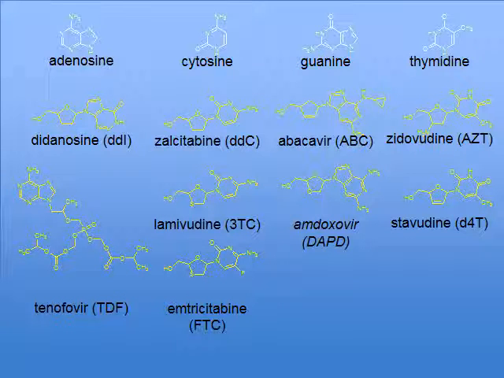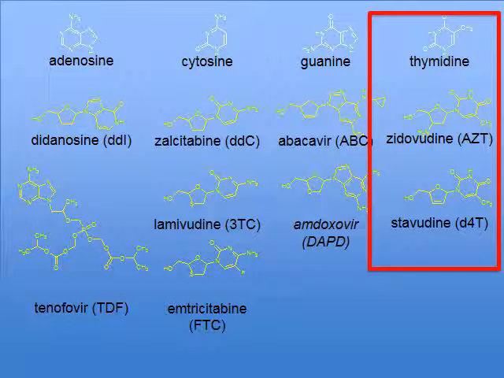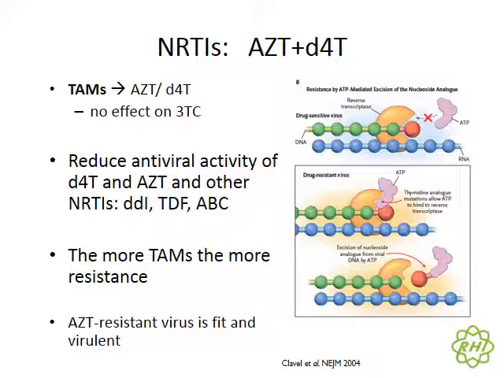This is just a quick slide to remind us that our nucleoside and nucleotide reverse transcriptase inhibitors are based on particular nucleosides. You can see our 4 main nucleosides at the top there. I want to highlight the thymidine-based nucleosides, which are zidovudine and stavudine, because it's from there that the name of our most famous NRTI mutants comes from, which is our TAMs, our thymidine analog mutations.